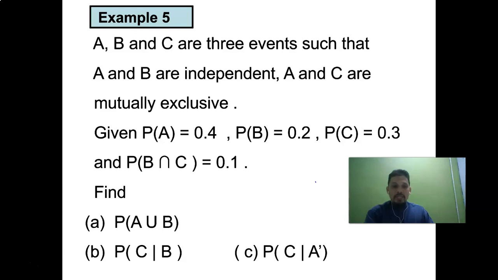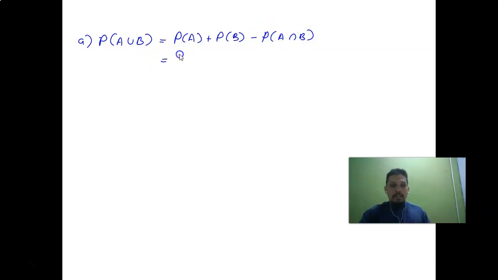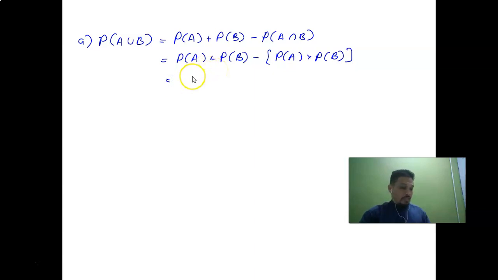Okay, so for question A, the probability of A union B equals, again, the probability of A plus the probability of B minus the probability of A intersect B. Okay, the question mentions that A and B are independent, meaning this is the probability of A multiplied with the probability of B. So what is the value of the probability of A given in the question then? 0.4.